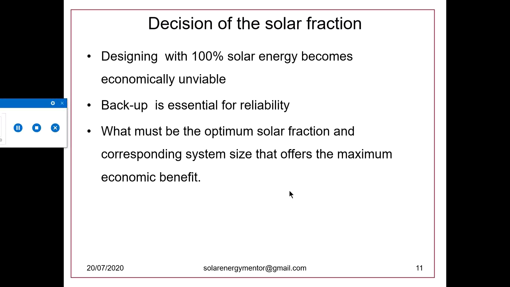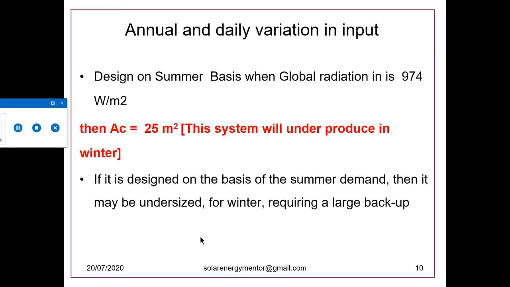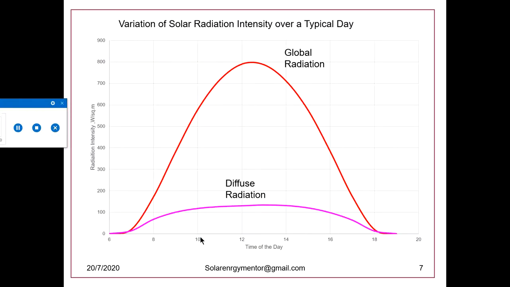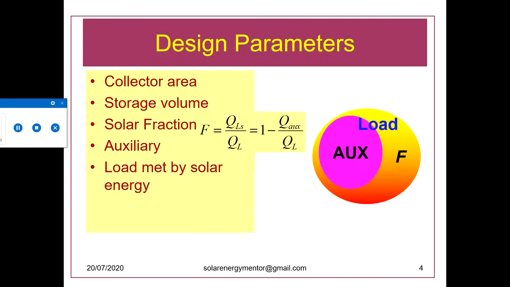Now another point is, we have discussed solar fraction. We will revisit the slide again here. Solar fraction: the least value of solar fraction is 0. So if the value of F is 0, what does it mean? No solar energy, the demand met by solar energy will be 0. So the entire load will be supplied by the auxiliary system, if solar fraction F is 0.